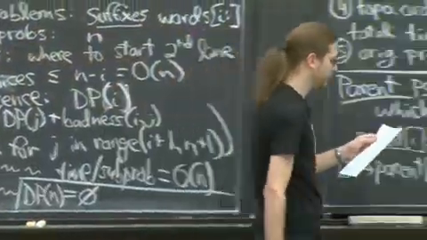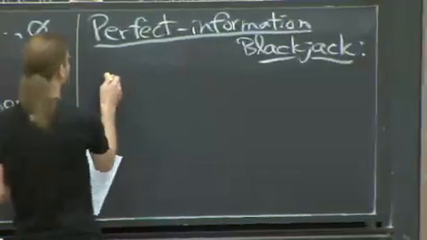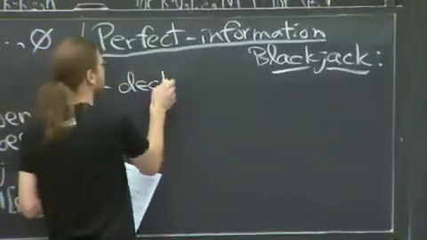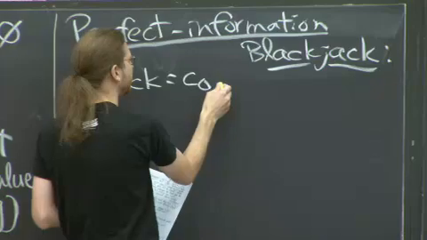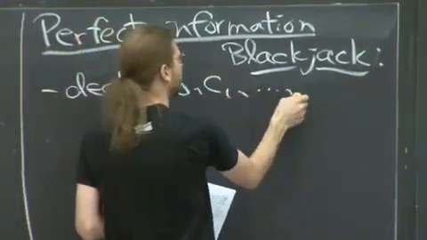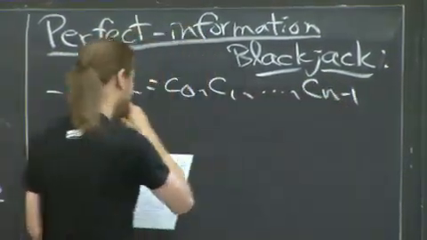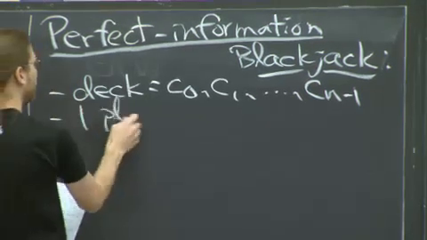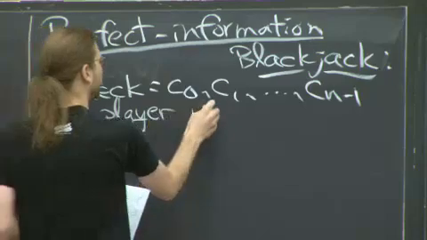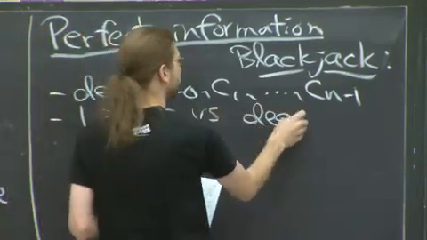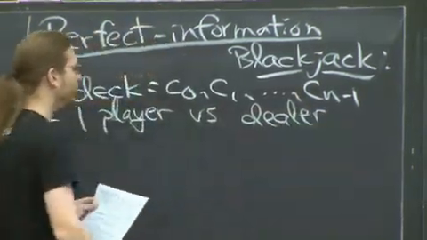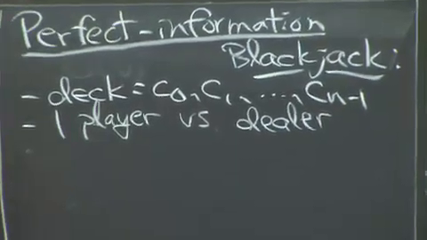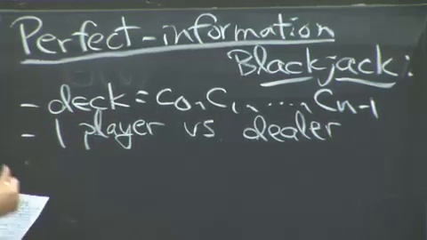So let's say the deck is a sequence of cards, and I'm going to call it C0, C1, up to Cn minus 1. It's n cards. And you are one player versus the dealer. I don't know how to solve this for two players. Interesting open problem. But for one player, I can do it.